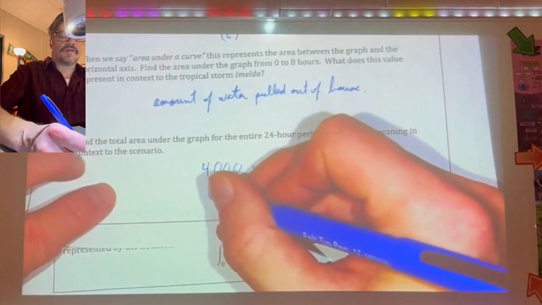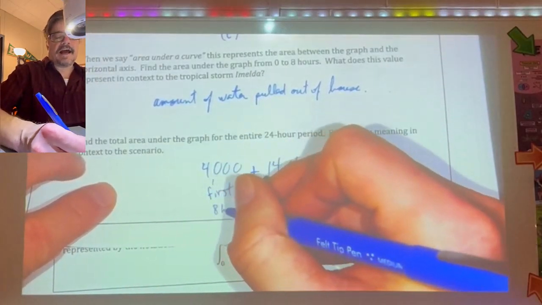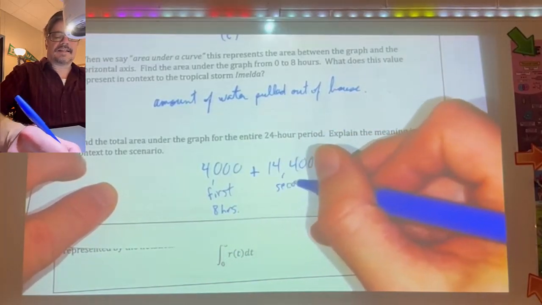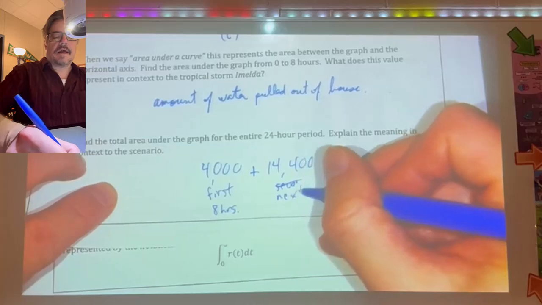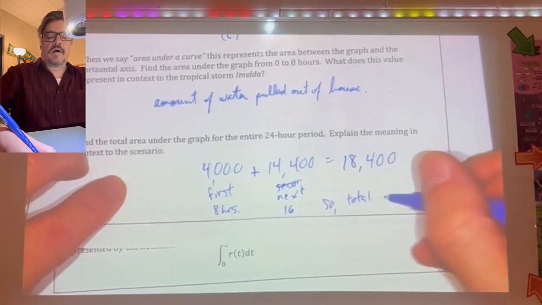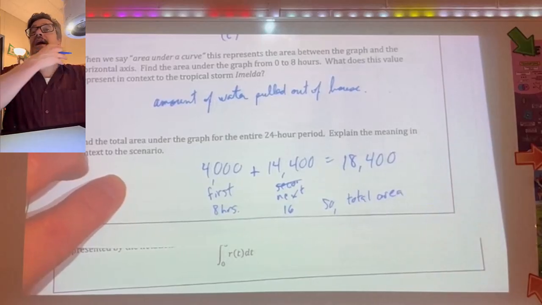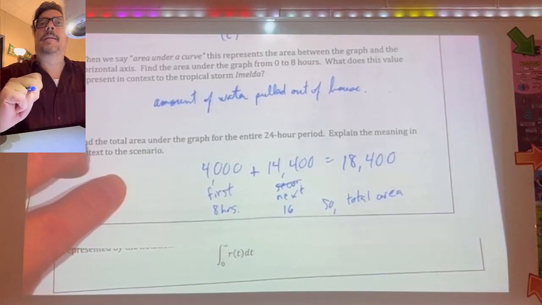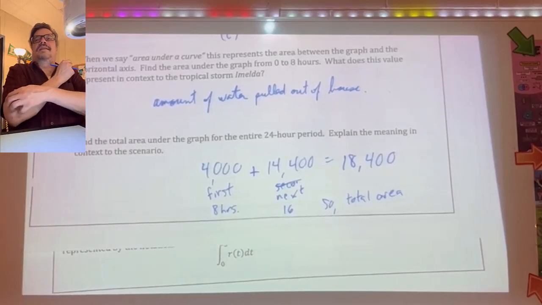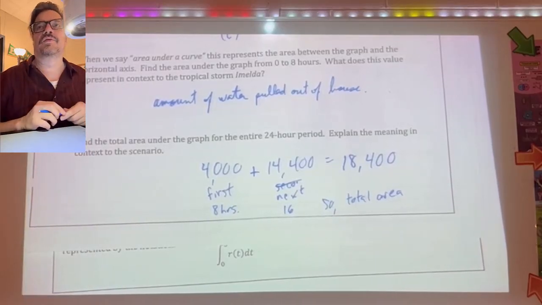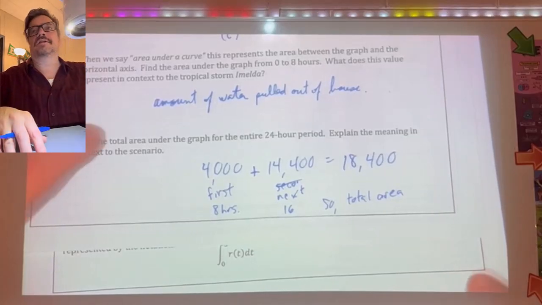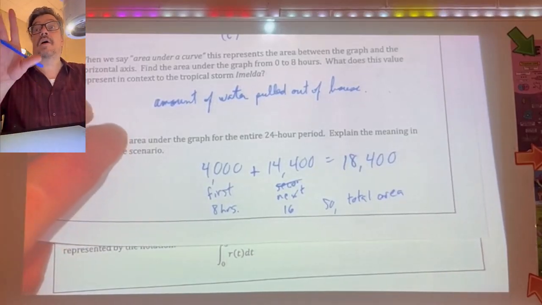So this is the first 8 hours. This would be the second six. This would be the next 16. So the total area represents the total amount of water pulled out. Is that okay? Yeah. I know I said it, but I didn't write it down. Sorry, I'm trying to explain it verbally, but I'm not writing down much. My apologies.